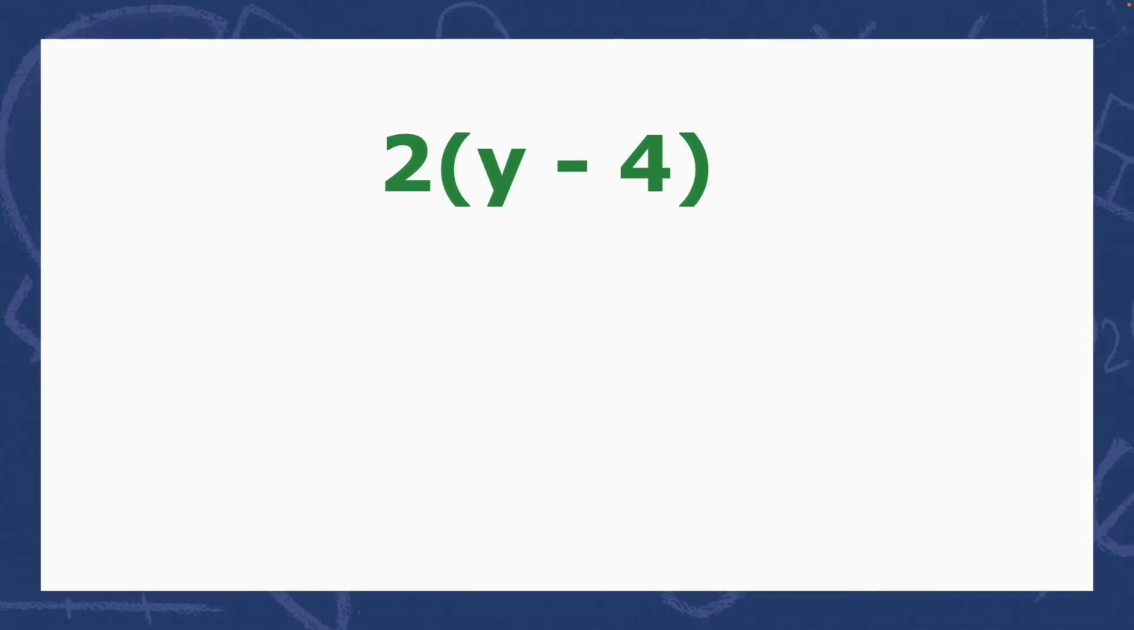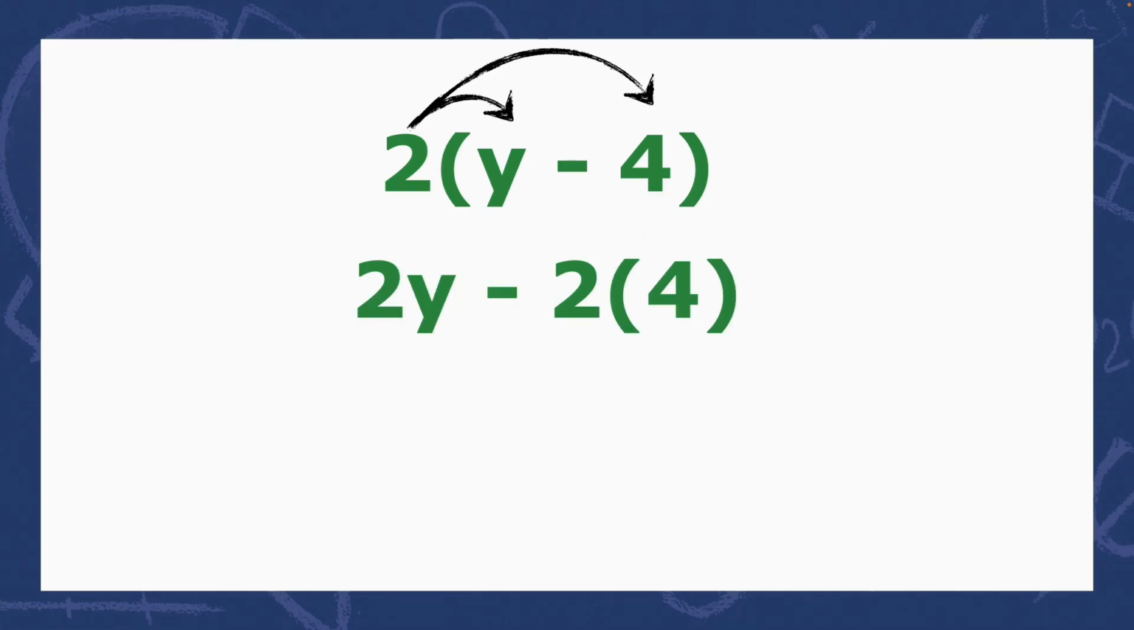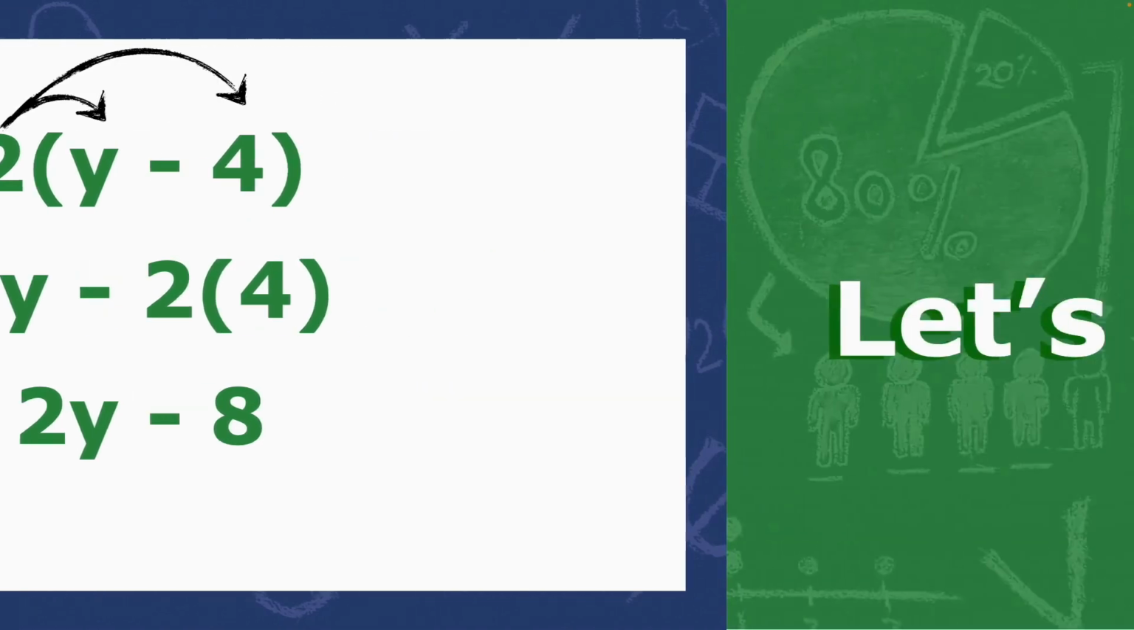Let me show it to you again. The expression 2 times y minus 4, if I distribute the 2 to the y and to the 4, I can unlock the parentheses and continue on. 2 times y minus 2 times 4, which again, 2 times 4 I know is 8, and so I can simplify that to 2y minus 8.